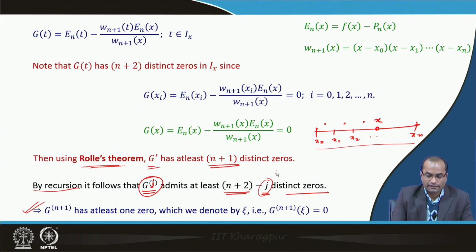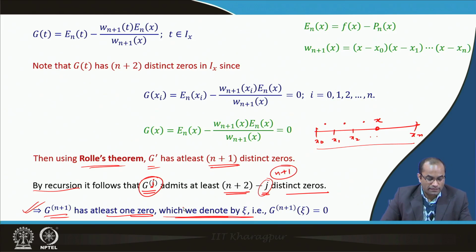So, if we put here n plus 1, this will remain just 1 there. So, g n plus 1 will have at least 1 zero, this is the implication of Rolle's theorem. We denote by xi the point where the n plus 1th derivative of g has a zero, that is, g n plus 1 at xi equal to 0. So, this result we have.